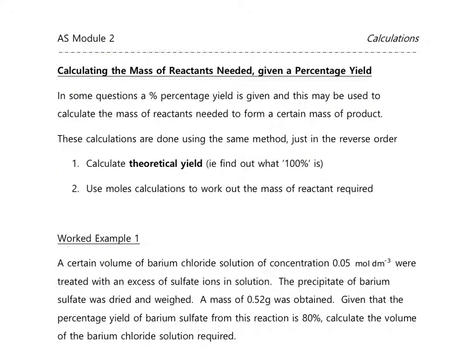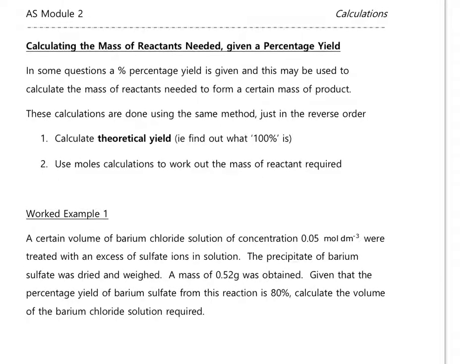So the last type of calculations you may be asked to do with percentage yield is essentially these calculations in reverse. So you may be given a percentage yield and asked to work out the mass or volume of a reactant needed to produce that particular mass of a product. So essentially you're doing these in reverse. You're being given the value of percentage yield and you're being asked to work backwards from that. So the first thing you need to do is work out the theoretical yield. In other words, what 100% yield would be, and then work backwards from there.